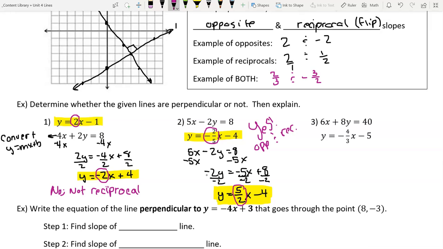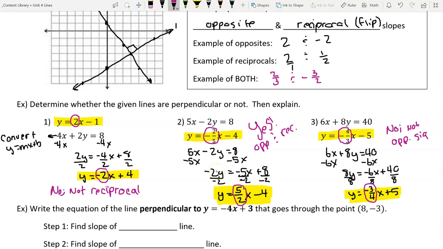I want you to try the last one. Just try it one more time. So pause it, and then I'll put the answer up. Okay, so here's the answer for this one. I rearranged the top. We got y equals -3/4 x plus 5, and then I'm comparing these. They are reciprocals. One is 4 over 3, and one is 3 over 4. However, they're both negative. So this is a no, because they are not opposite signs. Okay, so that is how you do those.